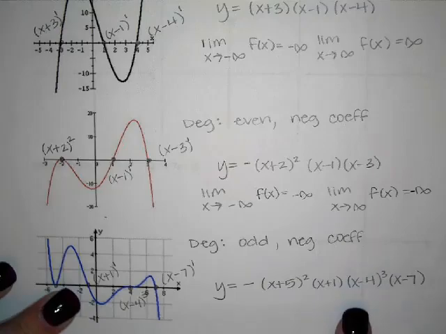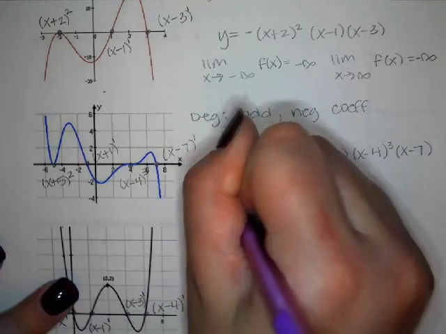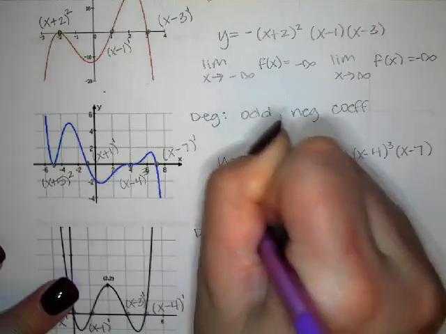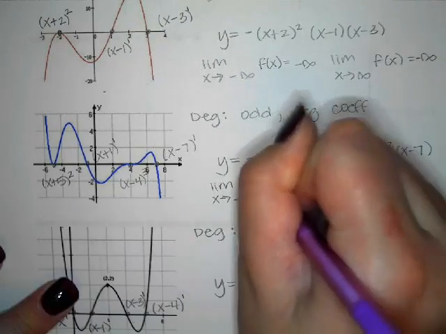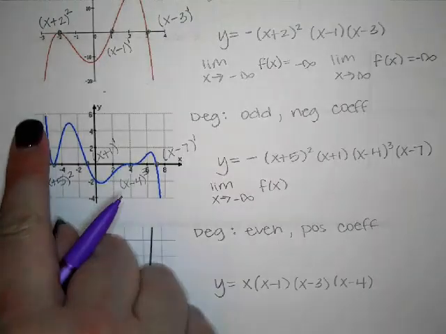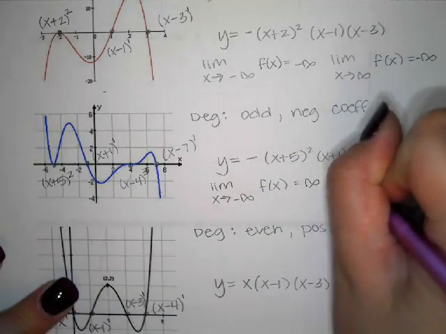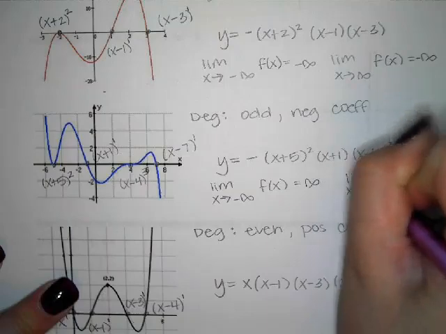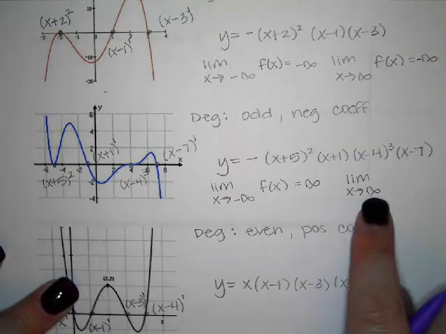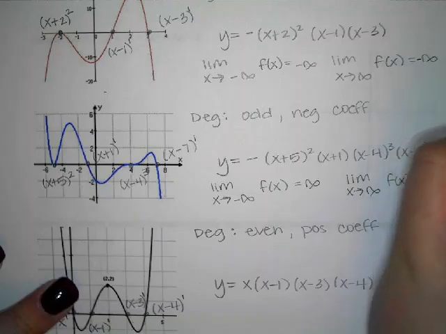All right, the limit as x goes to negative infinity, I'm looking at the left arrow. For this one, the left arrow goes up, so that would be positive infinity. Now I'm going to look at the right arrow as x goes to positive infinity. That's the right arrow. And the right arrow goes down, so negative infinity.